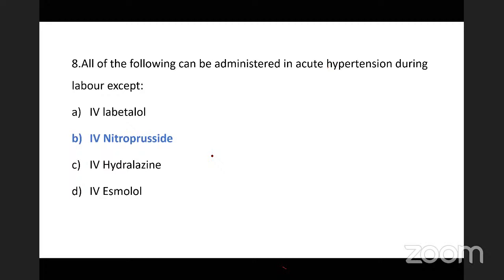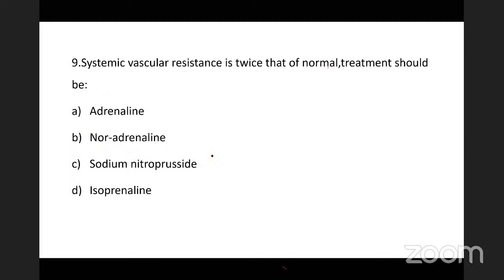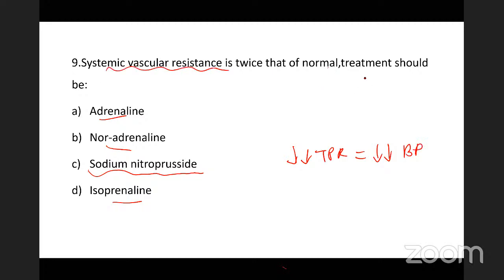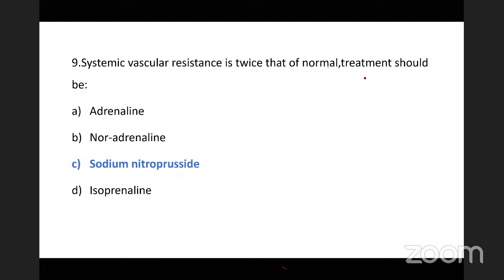The option is IV nitroprusside. Systemic vascular resistance is twice that of normal. The treatment should address the increased peripheral vascular resistance, so you have to choose the drug that decreases peripheral vascular resistance. Adrenaline, noradrenaline, and vasopressin are vasopressor drugs, which increase the blood pressure by increasing total peripheral resistance. Okay, among the given options, sodium nitroprusside is the one which dilates both arteries and veins, decreases the total peripheral resistance, thereby decreasing the BP. So we want to reduce the systemic vascular resistance. Okay, the treatment should be sodium nitroprusside.